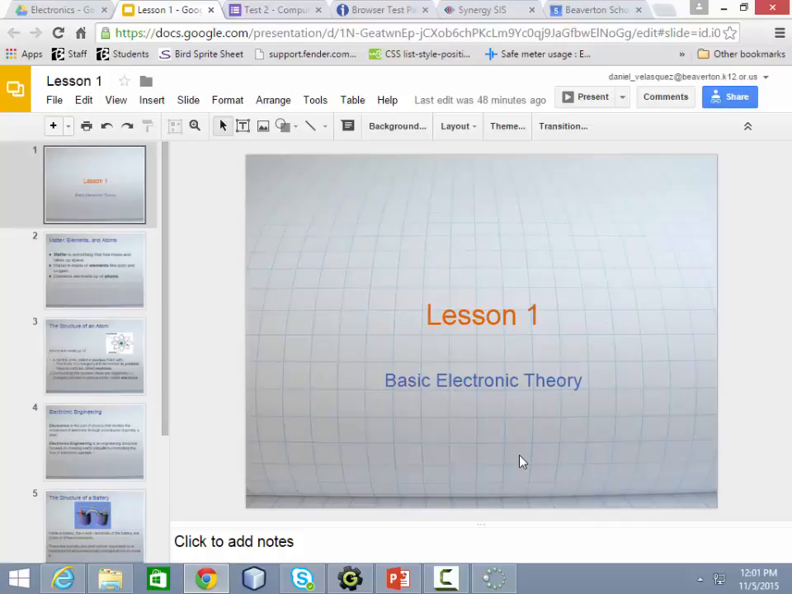So I'm excited about this new unit. We're going to be talking about electricity and electronics. And then we're going to learn how to build electrical circuits. And ultimately we'll get to the point where we're integrating our circuits with a microcontroller or mini computer.